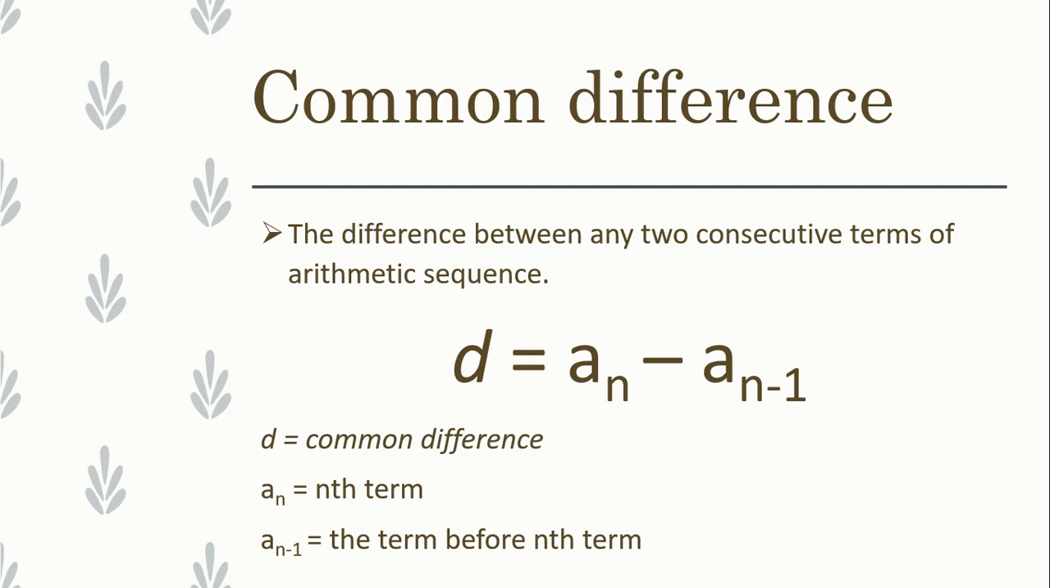But how do we define common difference? Common difference is the difference between any two consecutive terms of an arithmetic sequence. Remember, any two consecutive terms. In symbol, common difference is equal to a sub n minus a sub n minus 1, where d is the value of the common difference and a sub n is the nth term, while a sub n minus 1 is the term before the nth term.